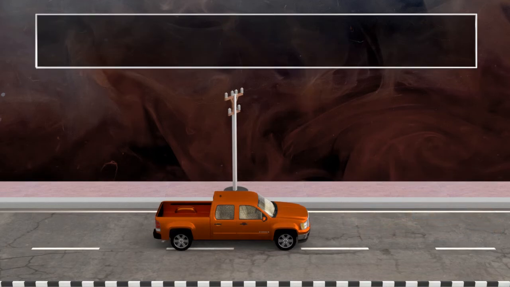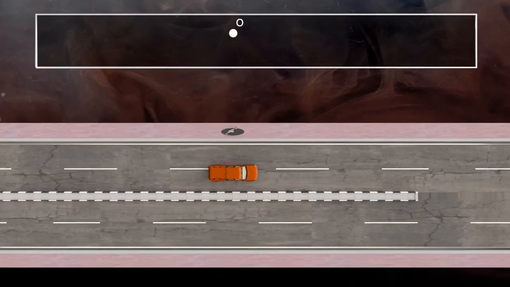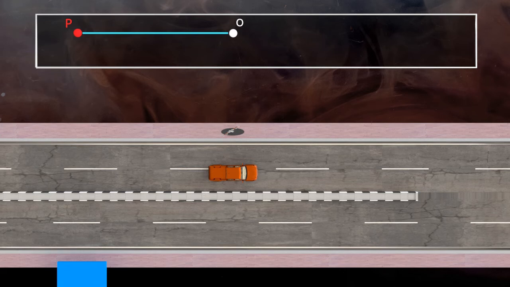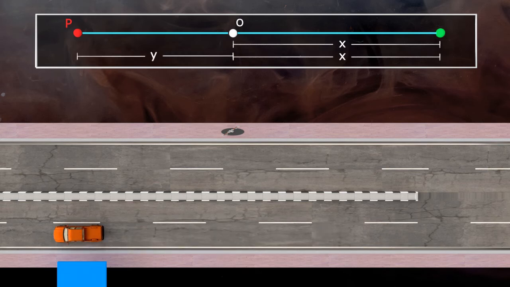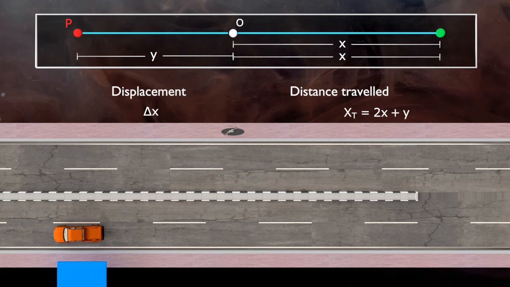But sometimes the displacement of a particle may be different from distance travelled. Let's say the same truck is standing near the pole at position O. To reach the destination at P, it travels up to a distance of x meter, then takes a U-turn and travels back for a distance x plus y meter. Then distance travelled xt will be the total distance, that is 2x plus y meter. But the displacement will be the change in position, that is minus y meter, as it is on the left side of origin.